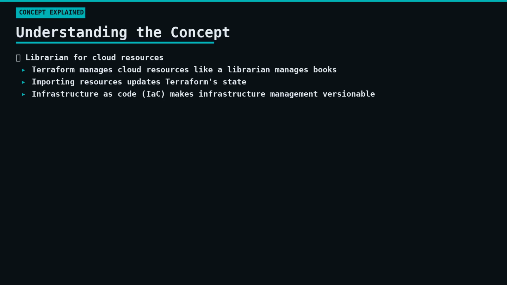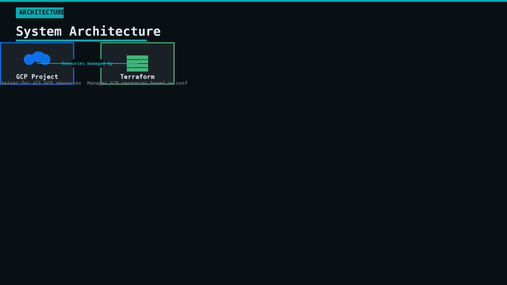Let's look at a simple architecture diagram that includes GCP resources and Terraform. We have our GCP project with various resources like VM instances, storage buckets, and databases. Terraform connects to GCP using the Terraform GCP provider and manages these resources based on the configuration file. The configuration file defines what resources should exist and their properties.